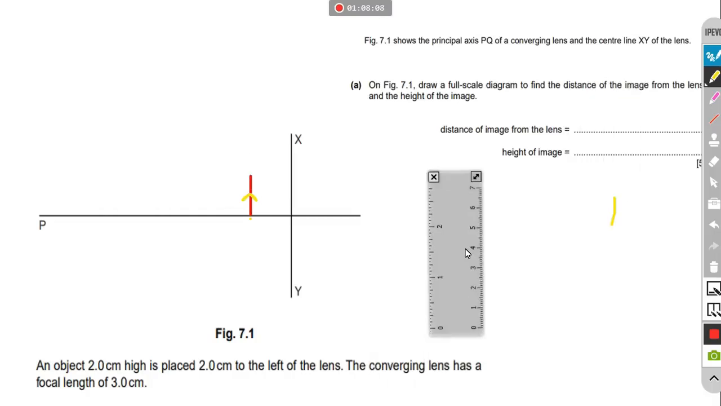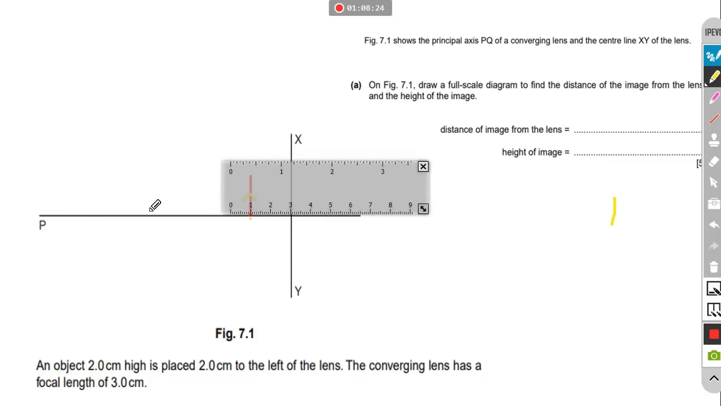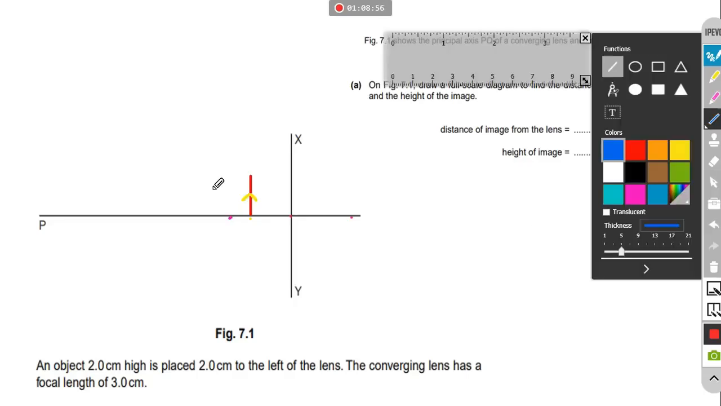And then the focal length is 3 centimeters. So let me label it. So after 3 centimeters, this should be the focal point. Now the object is between the focal point and the center of the lens. Therefore, you should get a virtual image. Now let's do two of the standard rays. One ray goes from here and then the other one passing through.